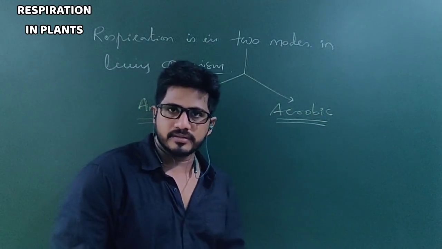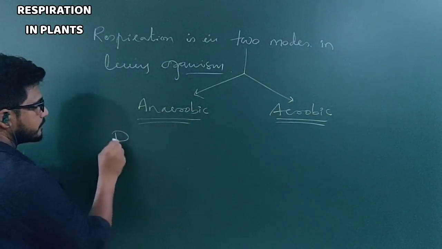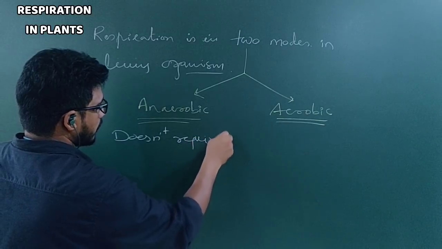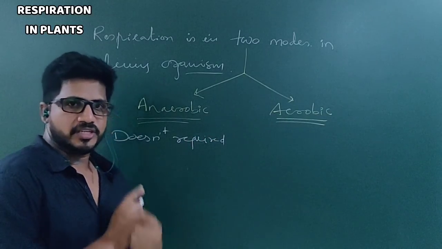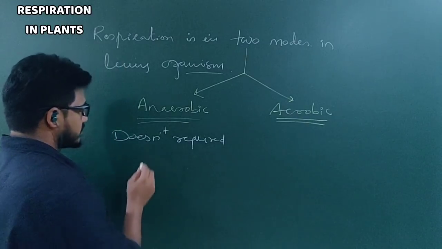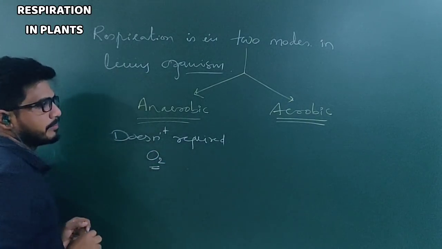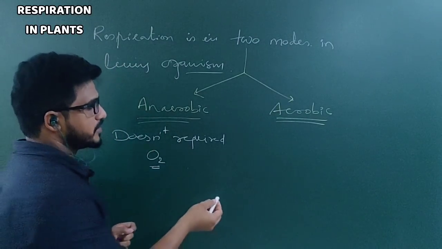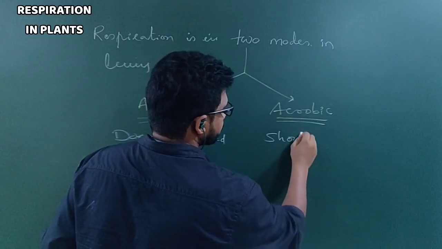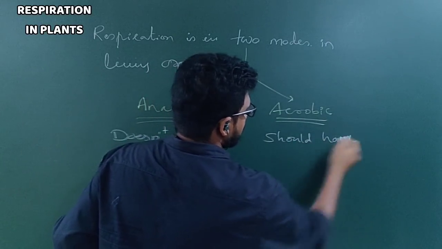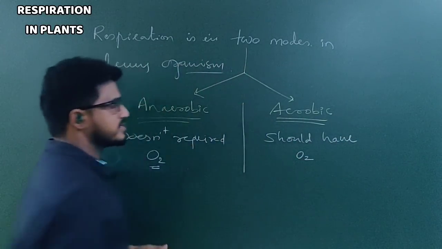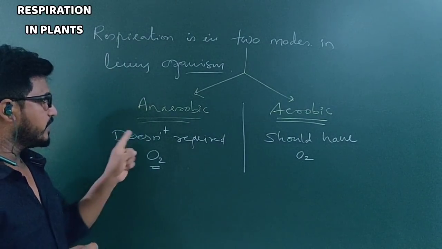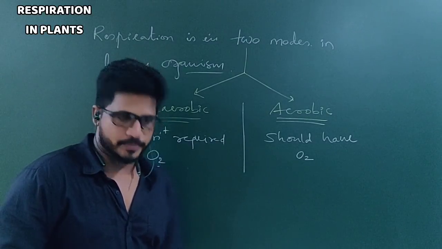Anaerobic respiration doesn't require oxygen. Organisms following anaerobic respiration do not need oxygen, whereas organisms following aerobic respiration must have oxygen. This is a major difference. Many differences are there, and I will tell you, but this is the fundamental difference between anaerobic respiration and aerobic respiration.